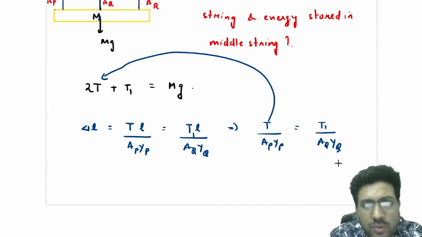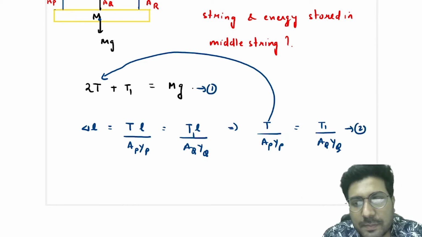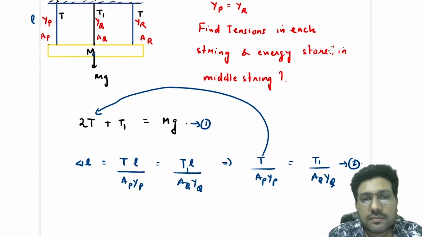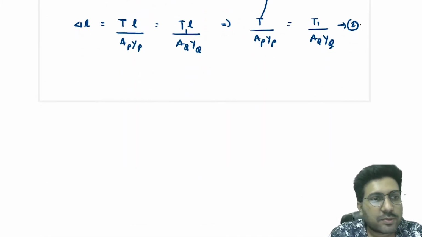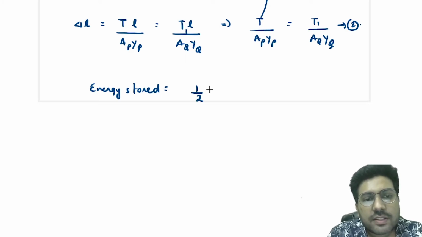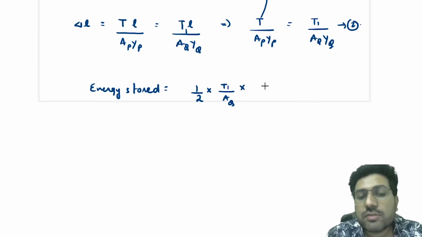Now put the tension here, you will get T1. So you have two equations and two unknowns. You can easily solve this when the values are given. Then they have also asked what is the energy stored in the middle string. The energy stored will be equal to half stress into strain into volume. That means half T1 by AQ into strain.